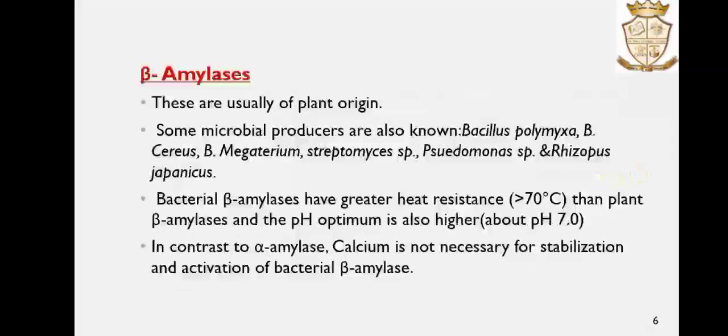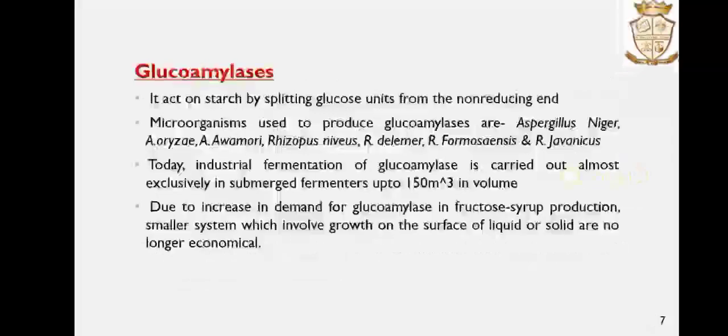Beta amylases. These are usually of plant origin. Some microbial producers are also known. They are Bacillus polymyxa, Bacillus cereus, Bacillus megaterium, Streptomyces species, Pseudomonas species, Rhizopus japonicus, etc. Bacterial beta amylases have greater heat resistance than plant beta amylases and the pH optimum is also higher. In contrast to alpha amylases, calcium is not necessary for stabilization and activation of bacterial beta amylases.